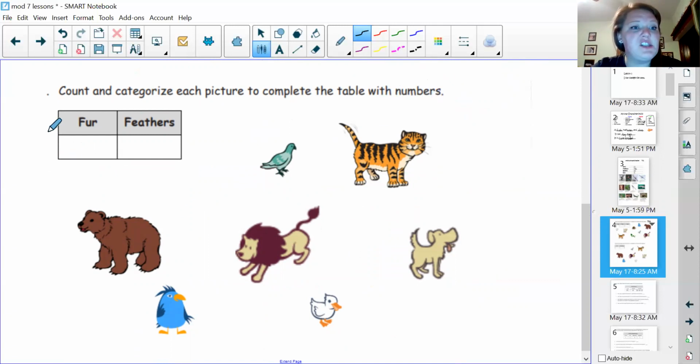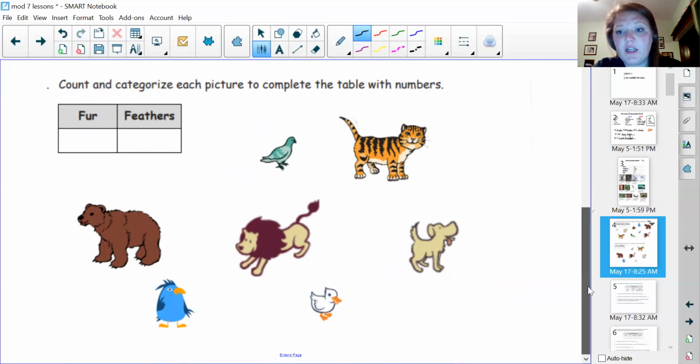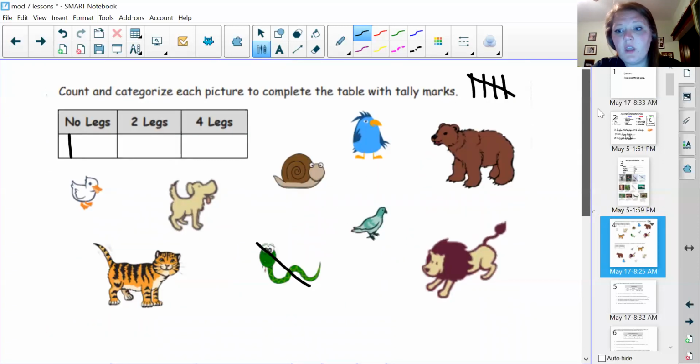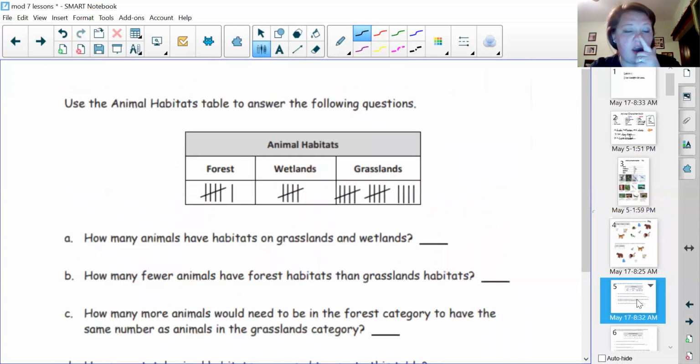So you go ahead and you can do tally marks up above and then count how many you have here. It's up to you, however you want to do that, okay? The back of your problem set, the second page, actually has a chart already created for you. Then you just have to answer some of the questions on the chart.